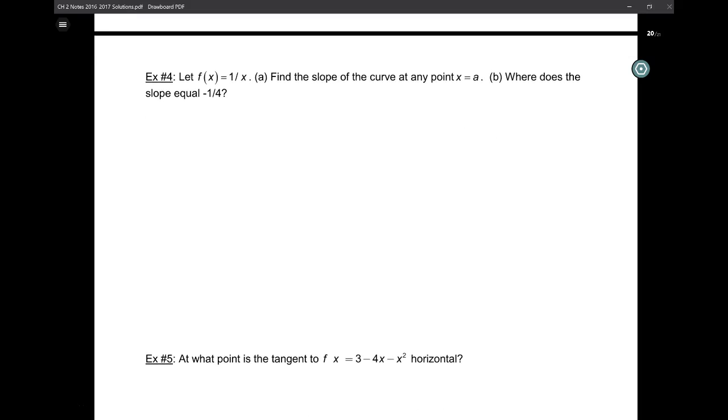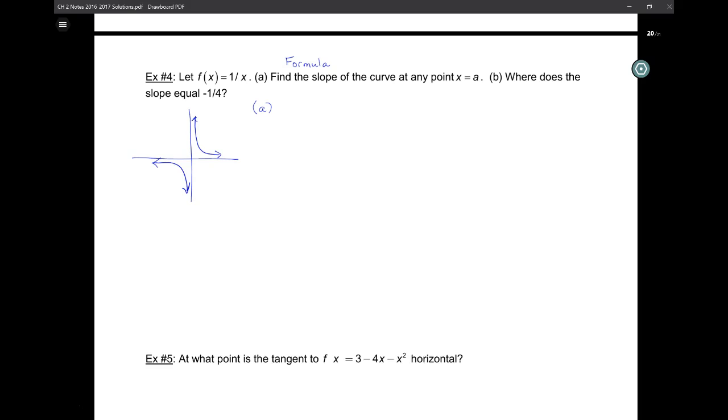All right, next page. So now let's say we have the graph 1 over x. Recall what 1 over x looks like. It's like that. Okay. Again, it's a curve, so the slope is constantly changing. It's going to be different slopes at different points. So for part A, we want to find the slope of the curve at any point x equals a. In other words, we want to find a formula. And then we want to find out where the slope equals -1/4. So I'm not giving a particular point this time. We're going to find the point where it has a slope of -1/4.